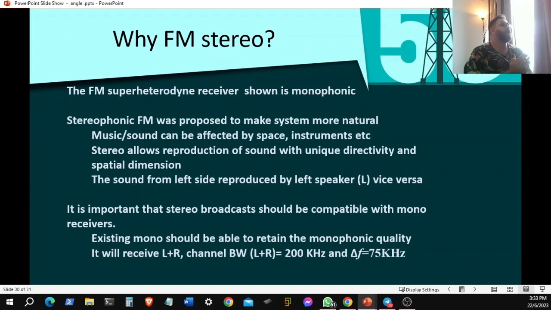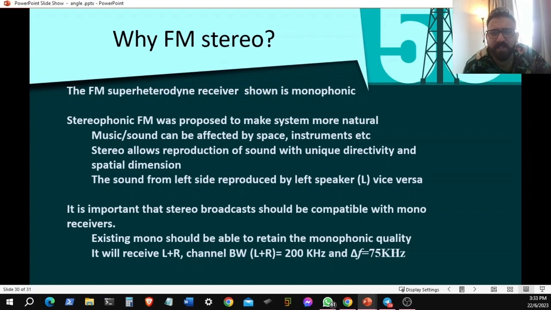And now let's talk about why FM stereo. The FM superheterodyne receiver is shown in monophonic. Stereophonic FM was proposed to make the system more natural. Music or sounds can be affected by space, instruments, and so on. Stereo, however, allows reproduction of sound with unique directivity and spatial dimension. So it allows us to have something more natural, since the sound or the audio can be easily affected. So the sound from the left side is reproduced by the left speaker L, and vice versa.